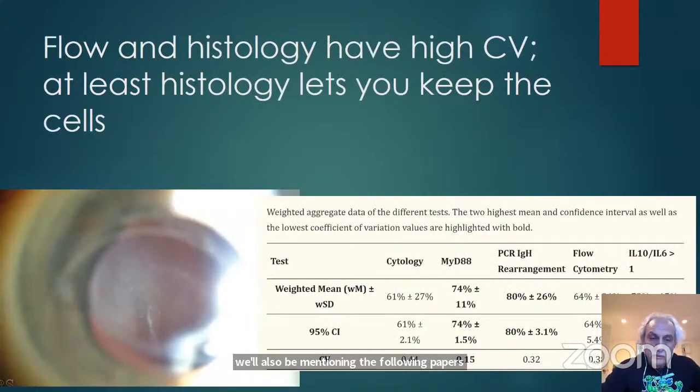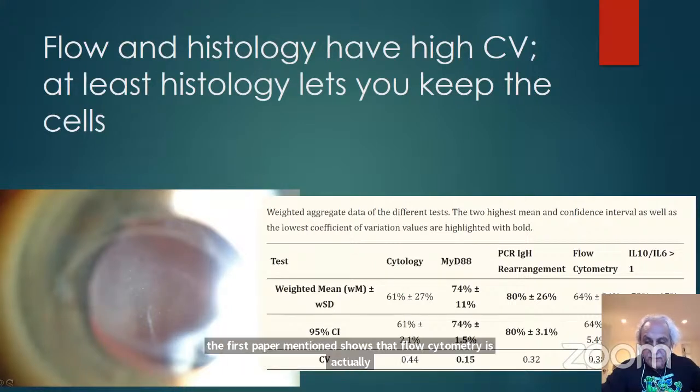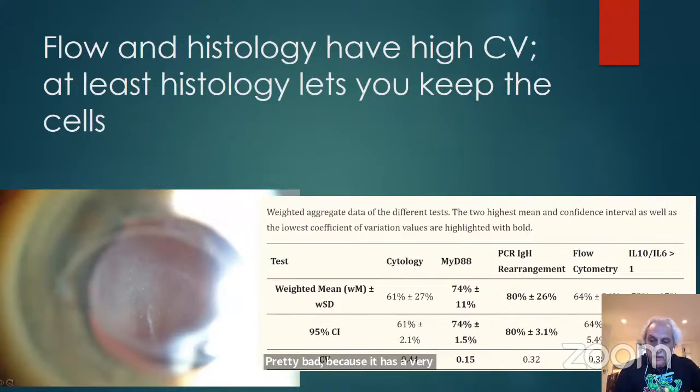So the first paper mentioned shows that flow cytometry is actually pretty bad because it has a very poor coefficient of variation, and cytology actually has a very poor coefficient of variation. In other words, if you do it and then do it again, there's a great chance of differences. Well, as you can see, the coefficient of variation for MYD88 is pretty low.